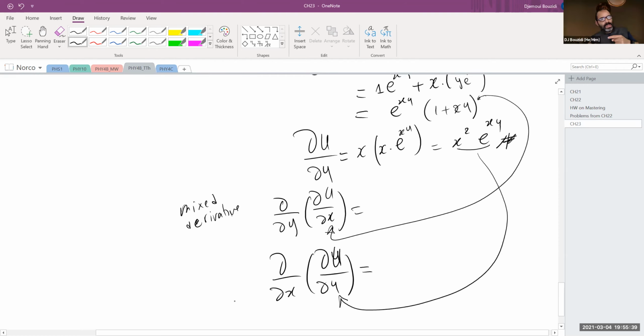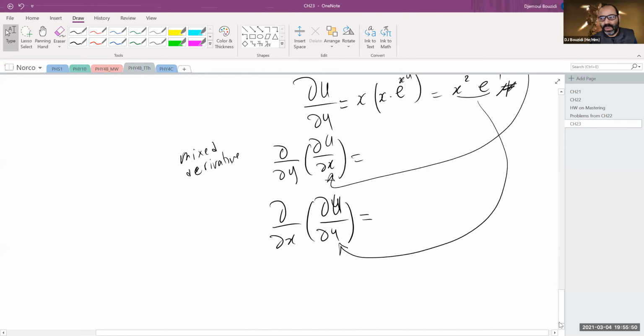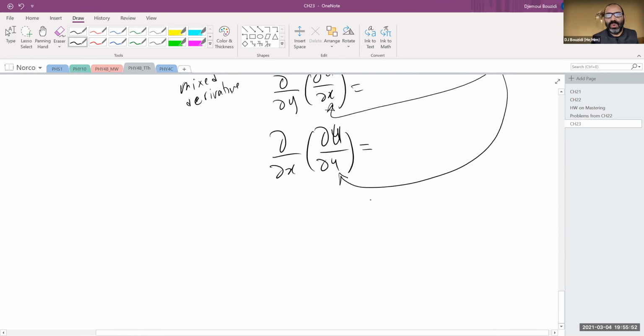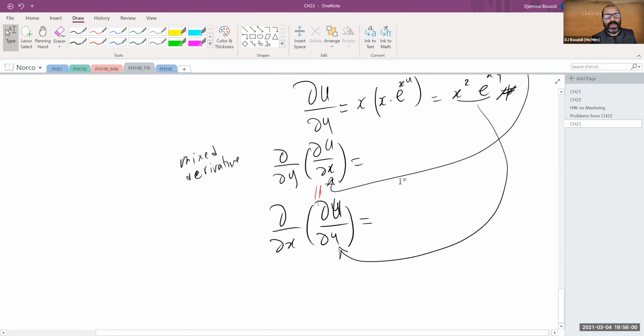The first one, take the derivative with respect to x first, and then take the derivative with respect to y. And the second one is take the derivative with respect to y first, and then take the derivative with respect to x. And you will find an interesting result. I want you to verify that these two must be equal. It doesn't matter which order you do them, the two derivatives will be equal. But I want you to go through that exercise.